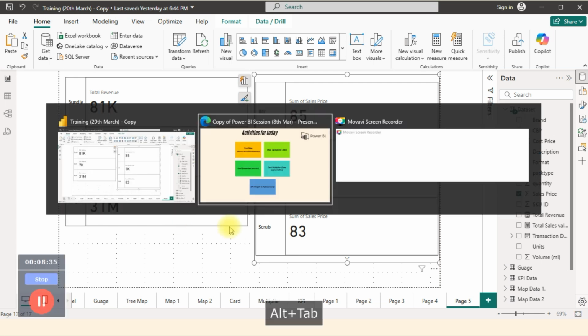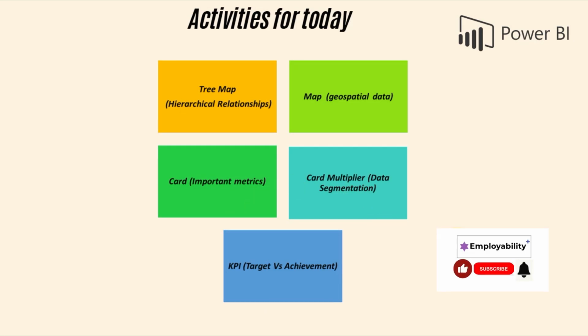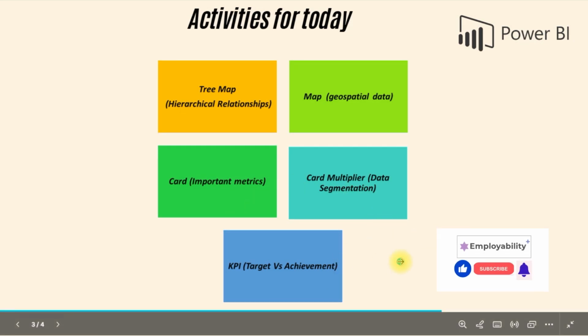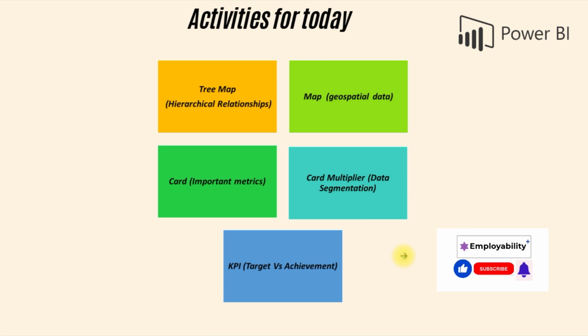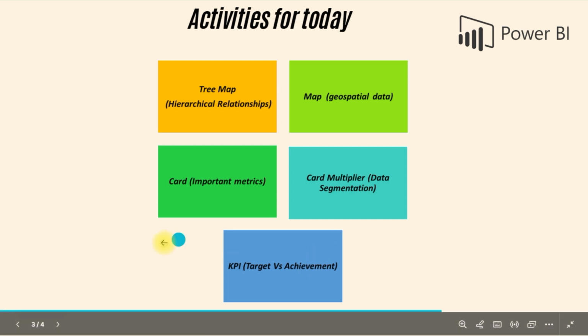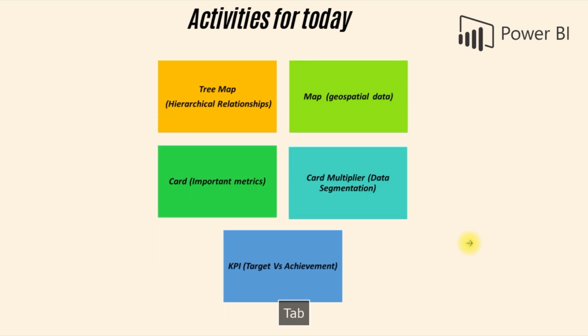Let's move on and see the last for the day, which is creating a KPI, the key performance indicator. As I said earlier, the key performance indicator for a customer service department can be Net Promoter Score or CSAT, customer satisfaction. For employee turnover, for an HR dashboard, for a sales dashboard, it can be sales revenue. Let's see how we can create that KPI.